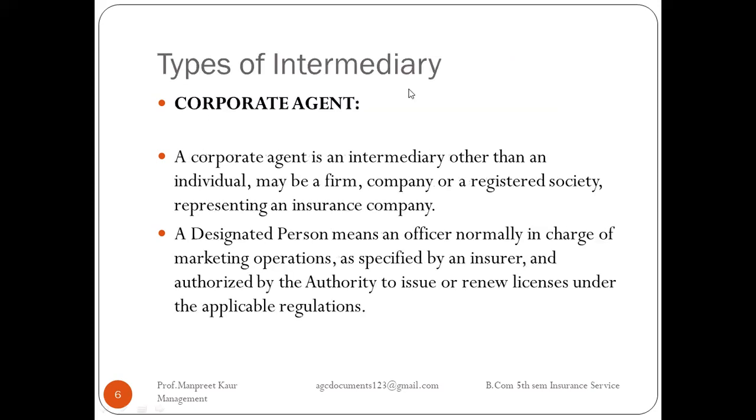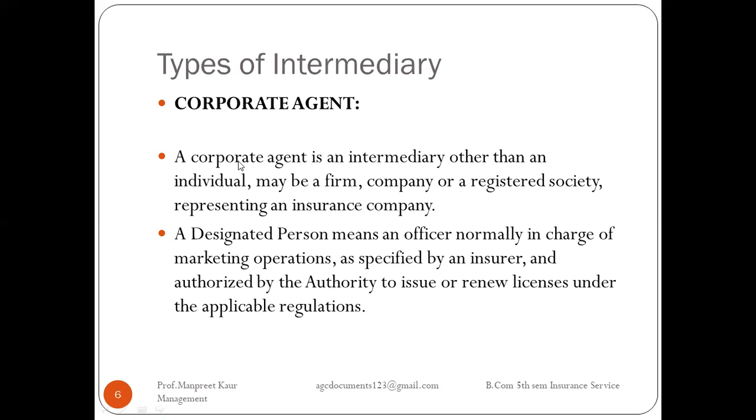So there are various types of intermediary. The very first one we are going to discuss is the corporate agent. According to the first point, a corporate agent is an intermediary other than an individual. If we are talking about an individual, he is known as the third person who acts as an intermediary between the consumer and the insurance company.